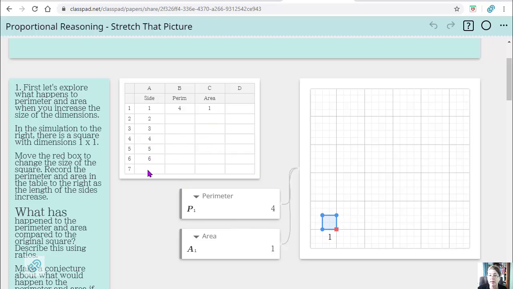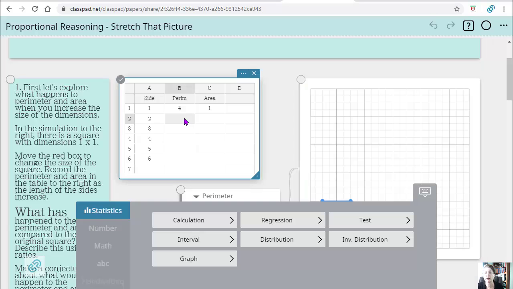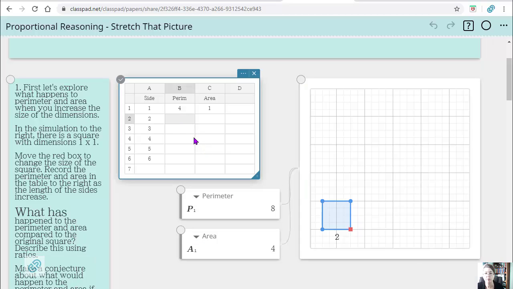And they're asked to collect data. So enlarge this picture to see what happens to perimeter and area. And they're going to change it by moving the red square right here, and it enlarges this. So notice we now have, and they're just going to write down their data here, right? They're going to get a perimeter of 4 and an area of 8. Okay, so that's interesting. I'm sorry, I think I did that backwards. Sorry, perimeter of 8 and area of 4. There, that made more sense.